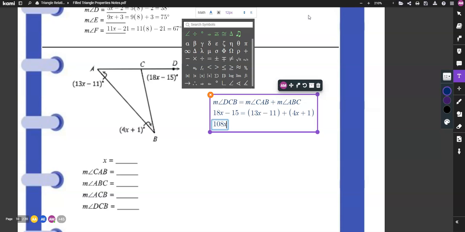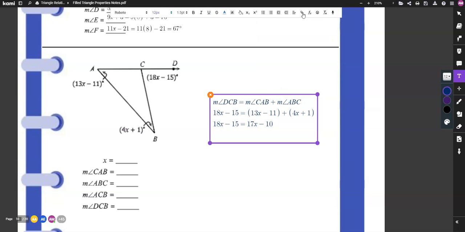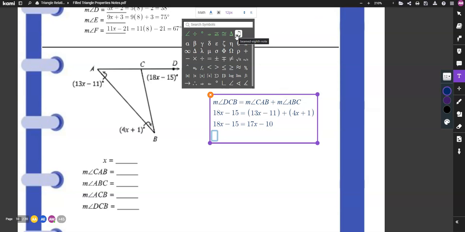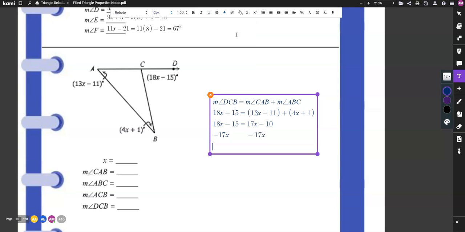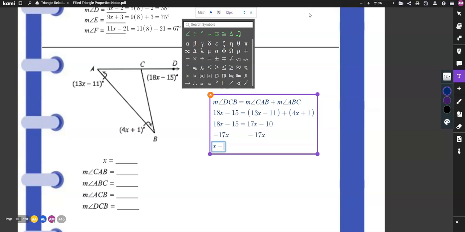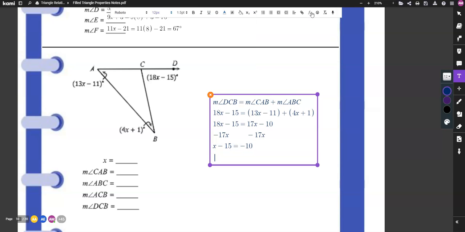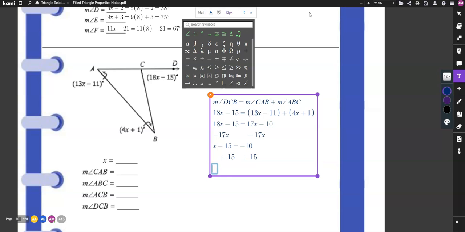So on the left-hand side here, we're not going to have any changes at this time. But we are going to combine like terms on the right-hand side. So 13x plus 4x is 17x. Negative 11 plus 1 is negative 10. We are going to subtract 17x from both sides, which will leave us with x minus 15 is going to be equal to negative 10. We will then add 15 to both sides, which will give us a final value for x of 5.